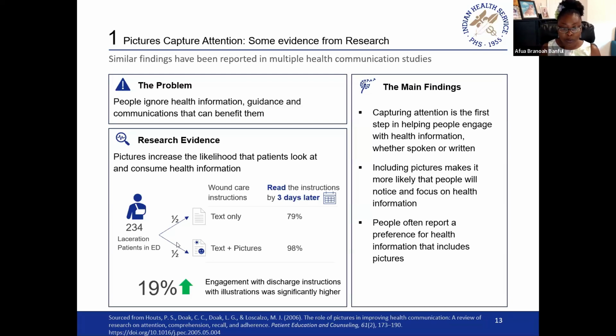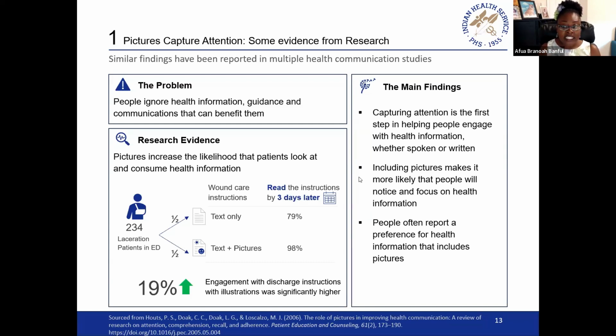This is just getting people to look at it and then maybe even decide for themselves if they think they'll follow it or not. A lot of times you can't even get people to engage with the material. So putting pictures in is critical if you are trying to capture attention, right? It is the first step to get people to engage with material.